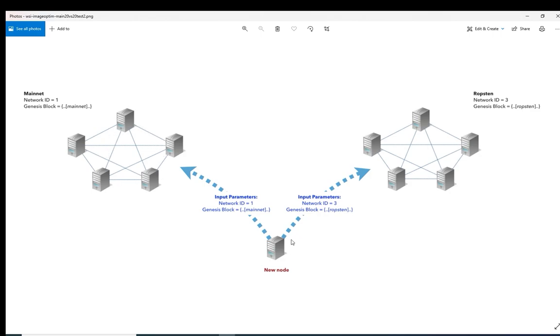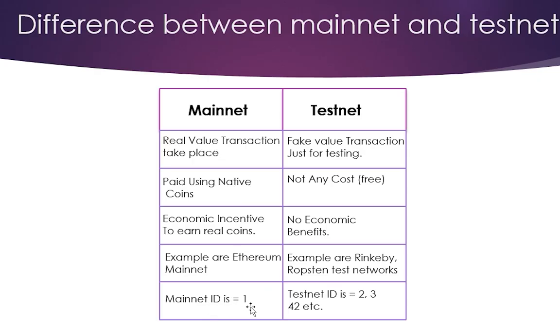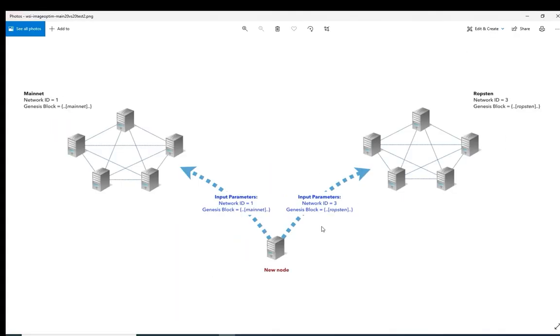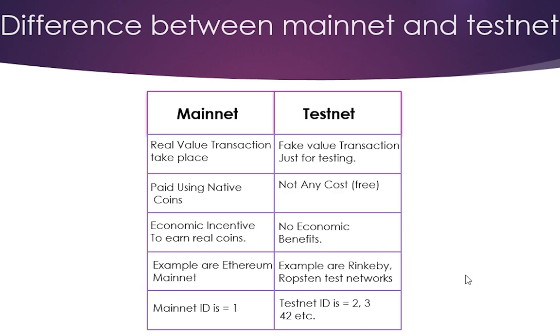So if it wants to enter the main network, its ID must be 1. As I said here, mainnet ID is equal to 1, and if it wants to enter Ropsten, Rinkeby and many other test networks, its ID will be 3, 4 or something. So that will be part of the test network, and for the mainnet its ID will be 1. These were some steps of the difference between mainnet and testnet. I hope I have cleared the difference between the main network and the test network to you.